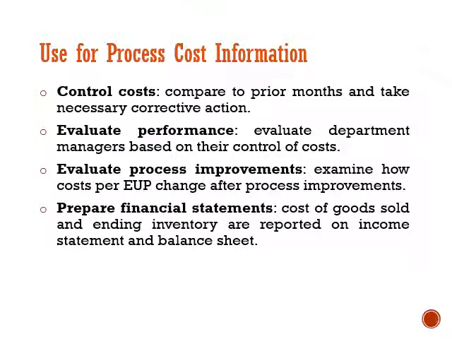Under evaluating performance, top management can evaluate department managers based on their control of costs. Costs per equivalent unit are often compared to budgeted amounts. Under evaluating process improvements, the management can evaluate the success of the improvements implemented by examining how costs per equivalent unit change after process improvements. And of course, the data computed shall be presented in the financial statements where cost of goods sold and ending inventory amounts computed from process costing are reported in the income statement and balance sheet respectively.